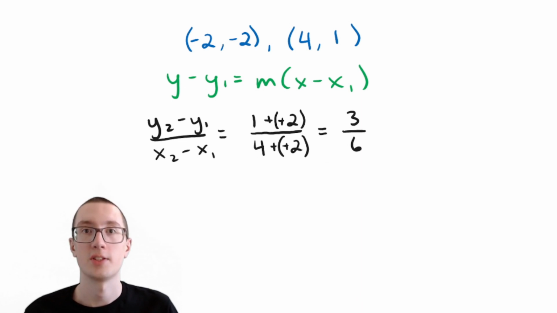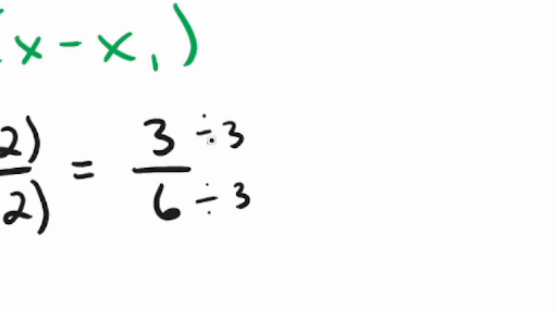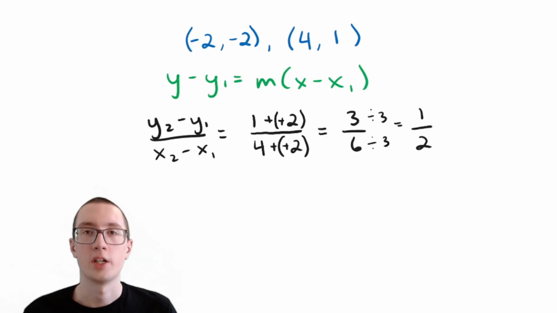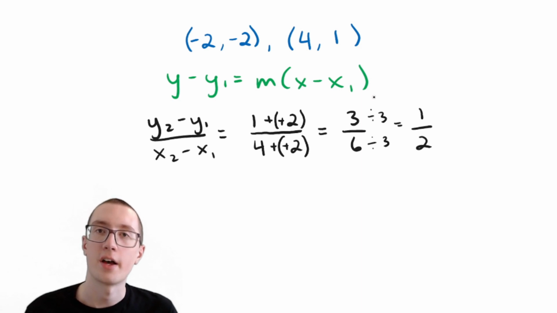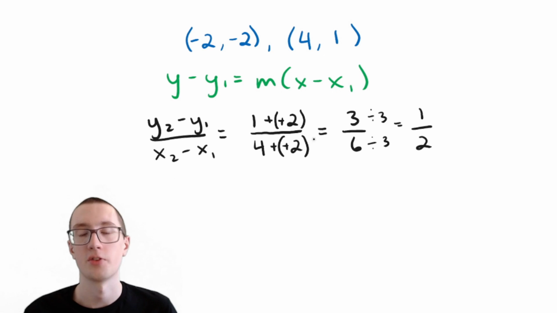Now, 3 over 6 can be simplified. If we divide both the top and the bottom by 3, then it will simplify to 3 divided by 3 is 1, and 6 divided by 3 is 2. If you didn't immediately see that, then I think the good way to think about it is 3 is half of 6. So, like, 6 slices of pizza, 3 slices would be half the pizza. If you see something like this, then you immediately know that it's going to simplify to 1/2. So our slope here is 1/2, and that's going to be what goes in for m.